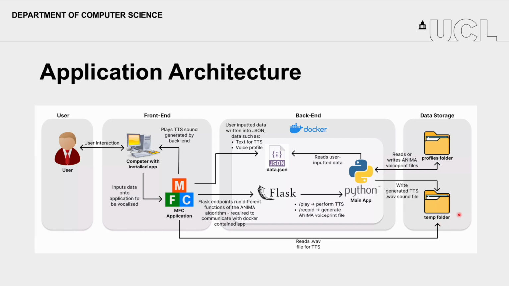And then the MFC sends a command to the localhost, performing an HTTP GET command on a Flask endpoint, /record. As the MFC has stored the user's voice recording now, it goes to the localhost /record endpoint, which triggers the Python code that reads from the sound file stored in the temp folder and creates an Anima voice print file.